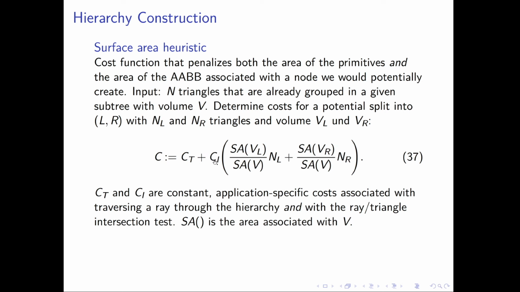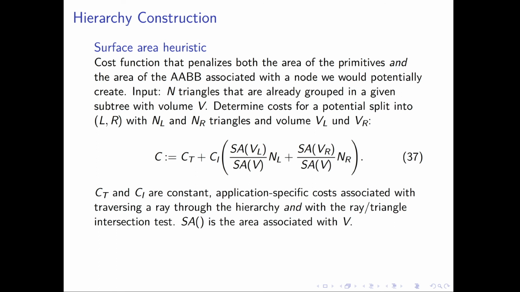Then we have two constants that we can use as user weights, as user parameters. On the one hand we have the costs associated with performing a ray triangle intersection, and we would also assess the costs associated with traversing the hierarchy, with performing extra traversal through the hierarchy. Based on this we compute the cost function, and it would tell us the cost of the current split that we're considering.